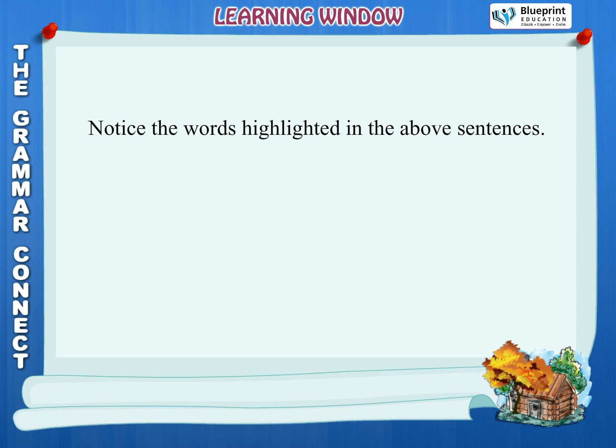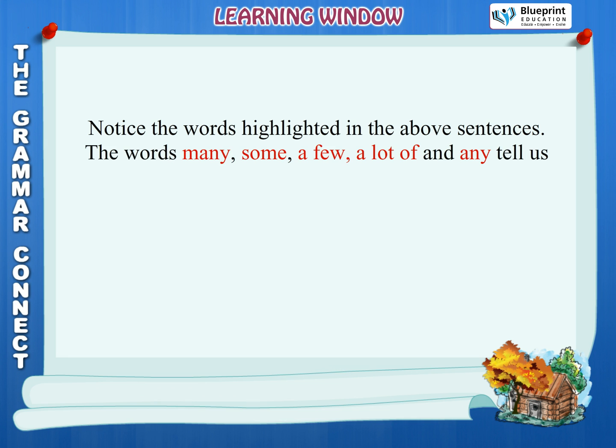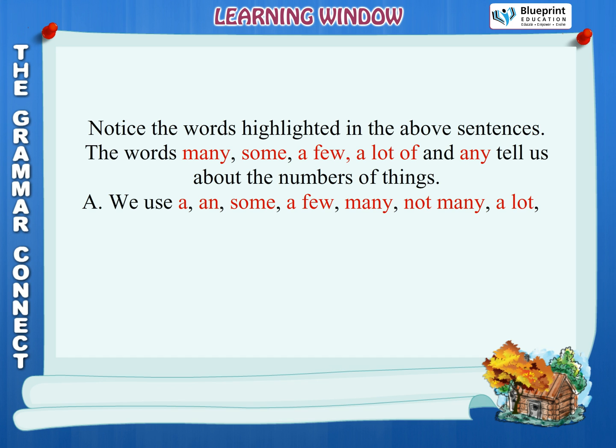Learning window. Notice the words highlighted in the above sentences. The words many, some, a few, a lot of, and any tell us about the number of things. A. We use a few, some, many, not many, and a lot of with countable nouns.